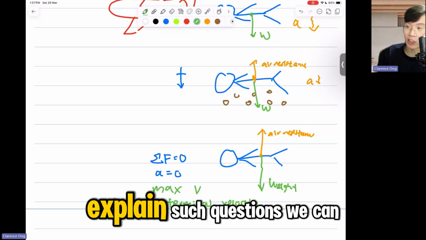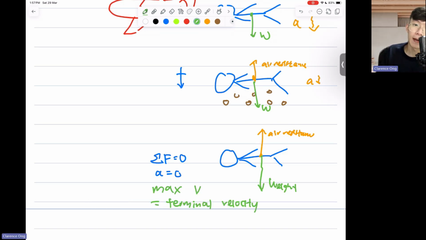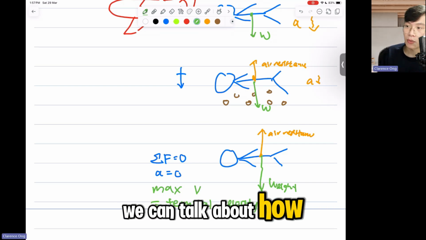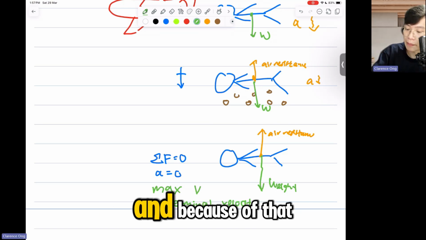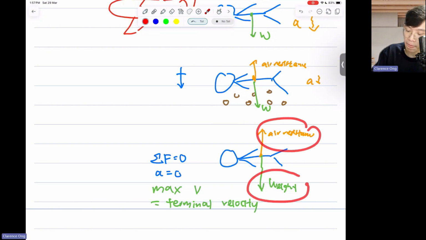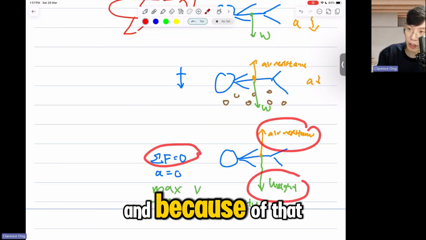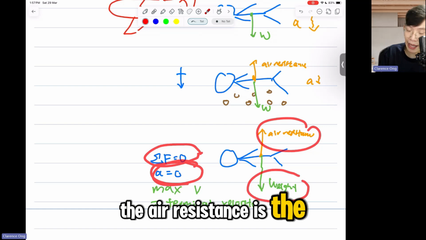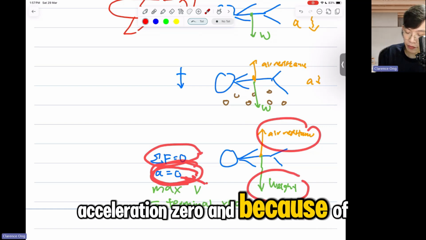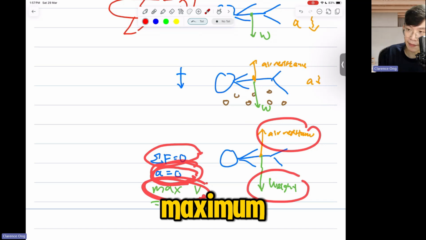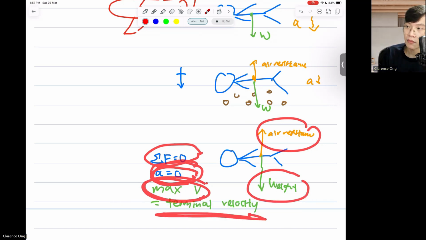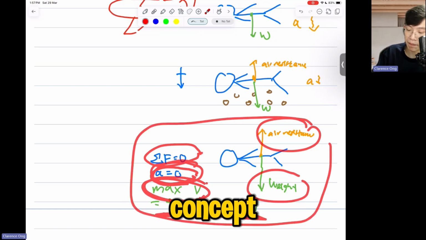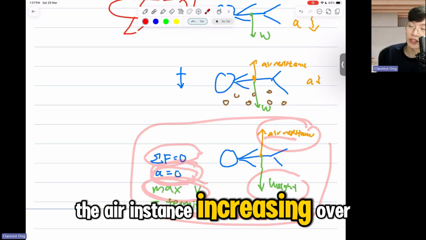If we are asked to explain such questions, we can talk about how the air resistance is now equal to the weight, and because of that, the net force is 0, and because of that, the acceleration is 0, and because of that, the velocity is a constant maximum, and that's how we reach our terminal velocity. So this is the underlying concept: the air resistance increasing over time.